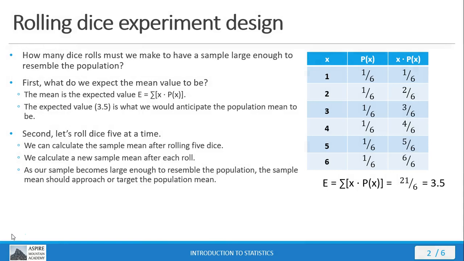So, you saw in the previous mini-lecture, I'm assuming you watched it before you watched this one, we looked at an experiment we designed about rolling dice. We looked at the expected value, which is the mean value that we would expect in the population, 3.5. The idea being that as our sample grows larger and larger, the sample mean and the population mean will begin to come together and be one and the same. And when they are, then we know that our sample is large enough to resemble the population.